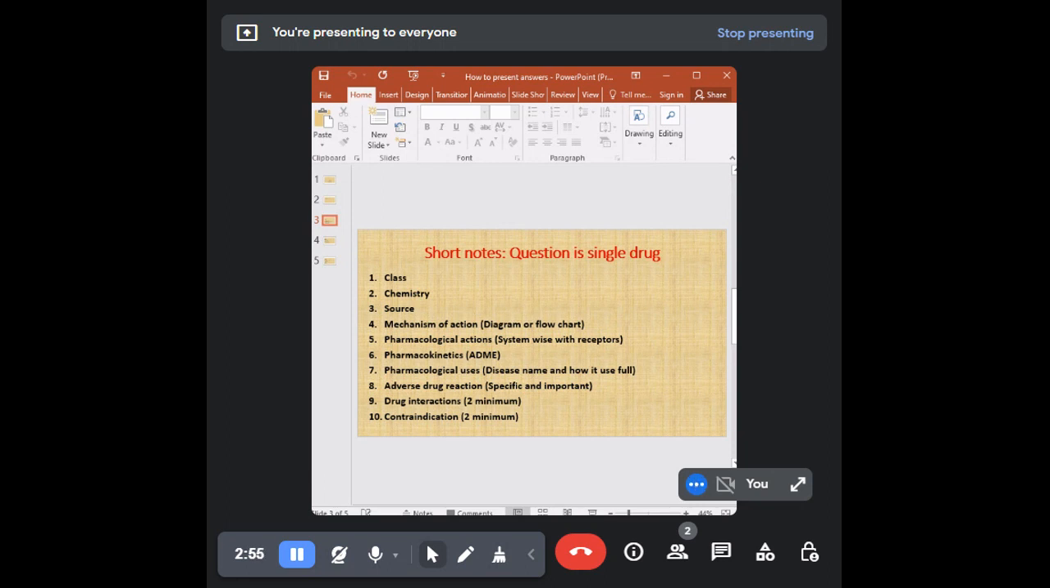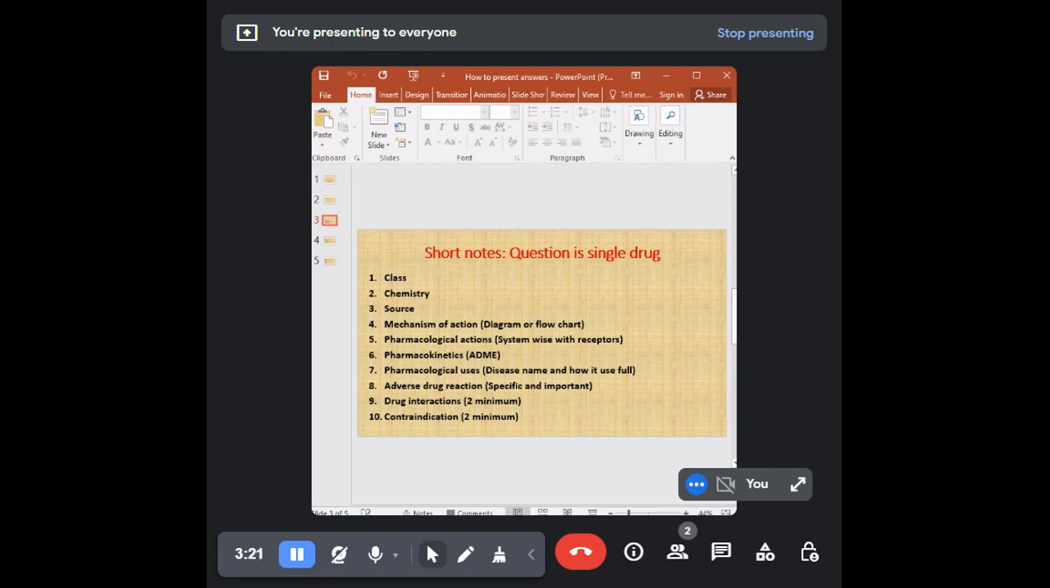Now what are they? First they ask the question, like atropine. First you have to write which class it belongs to. In the class there may also be a subclass, so you write the subclass followed by the class. For example, atropine is a natural product, an anticholinergic drug. Like that, for each and every drug you have to write this.